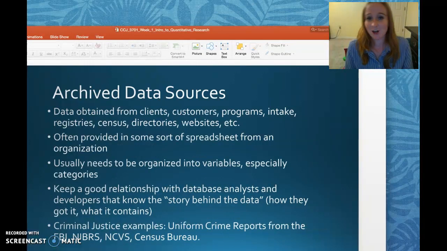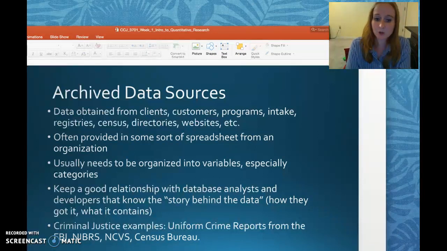Last but not least, archived data sources. Hopefully you have seen these things in your other criminology classes. So it could be data obtained from clients, customers, programs, intake, registries, census, directory, websites, often provided in some sort of spreadsheet from your organization, needing to be organized into variables or categories. So often you have to put it together and organize it so that you can keep track of one person from another or one group from another.